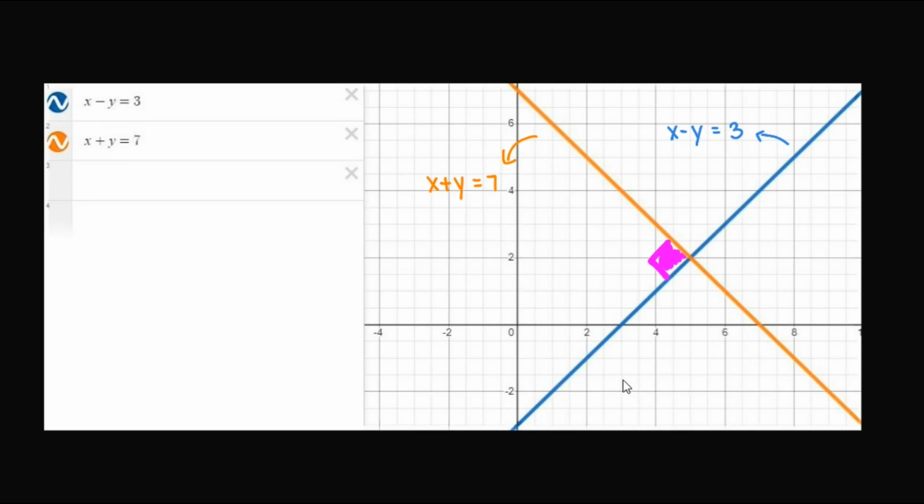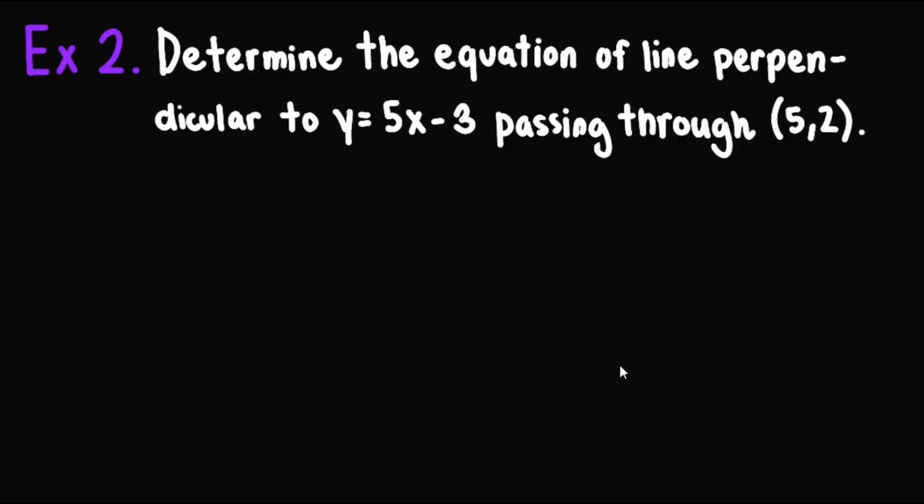Now that we know how to determine if an equation of a line is perpendicular, we now try a nice application of it through this example. So in here, our goal is to determine the equation of line perpendicular to y equals 5x minus 3 that passes through the point (5, 2). So before I show the solution, feel free to pause this video so you may try this one on your own and you may just play it back if you already have an answer or if you are stuck in the middle.